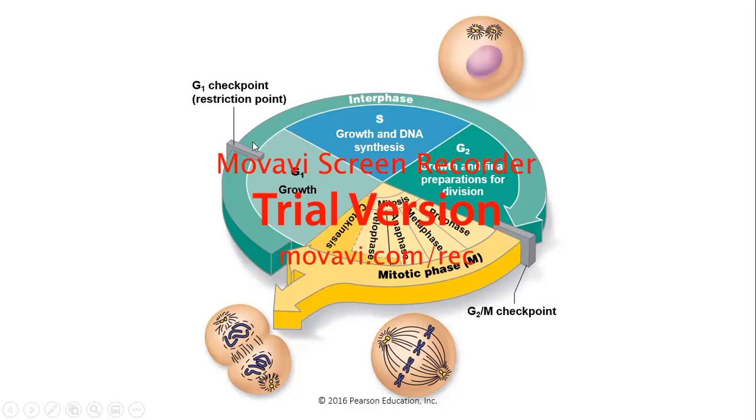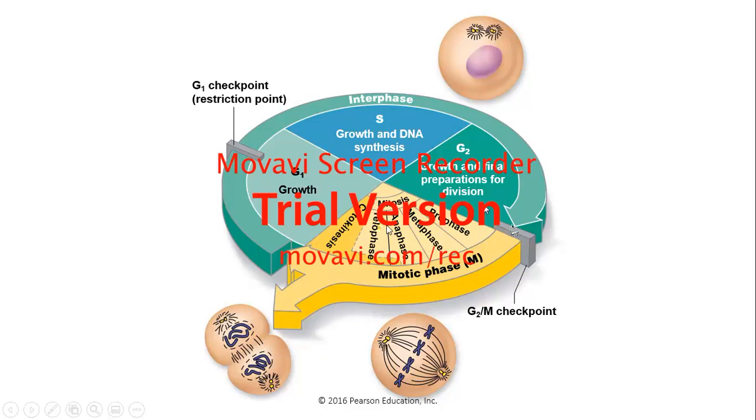Once you've gone through G2 and this final checkpoint, you go through mitosis, which is prophase, metaphase, anaphase, and telophase. A good way to remember the phases of mitosis is to think of PMAT: prophase, metaphase, anaphase, and telophase. And then cytokinesis happens after mitosis.